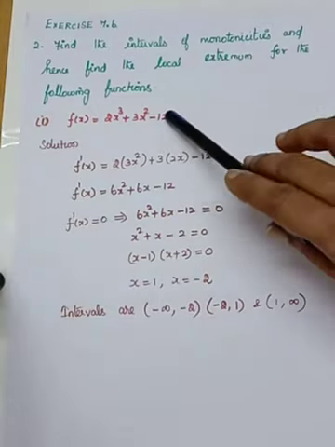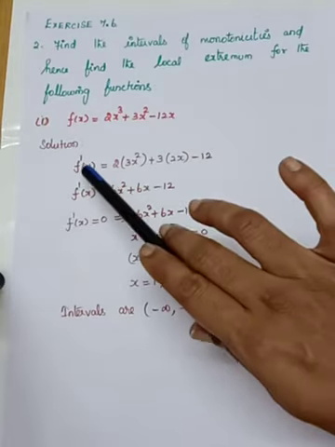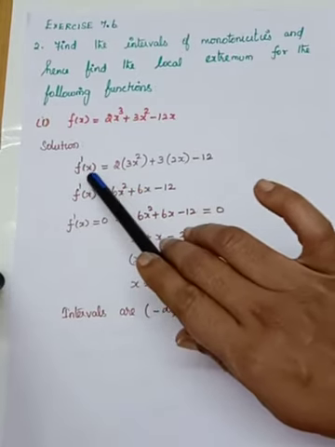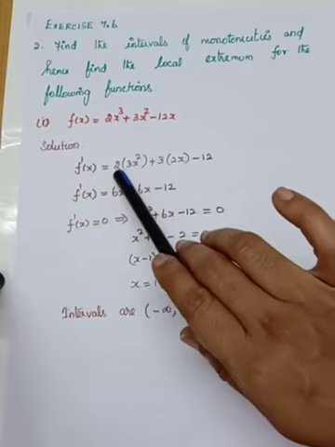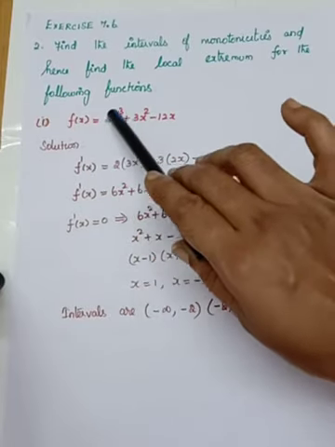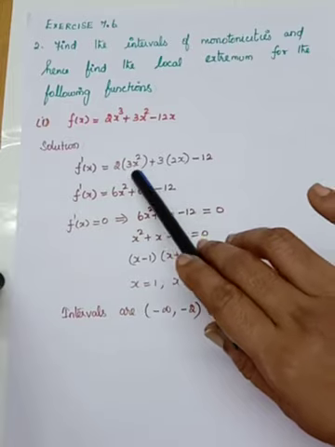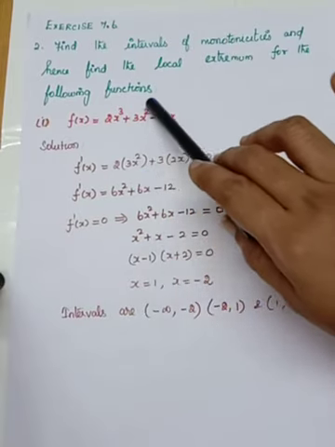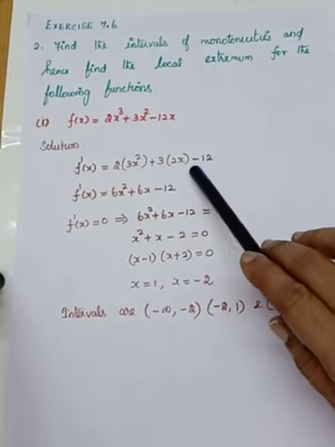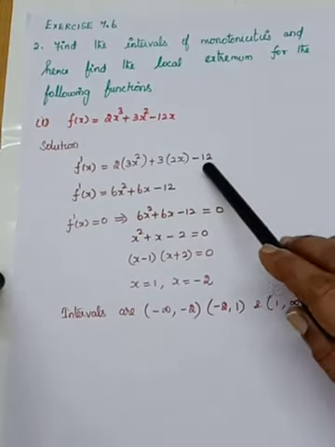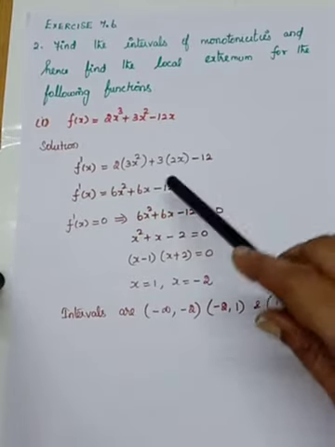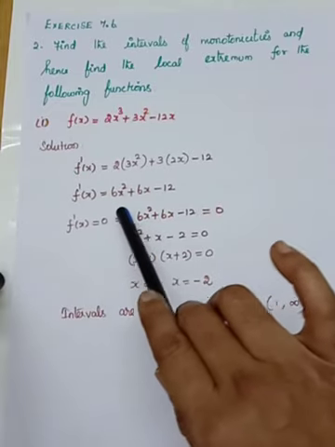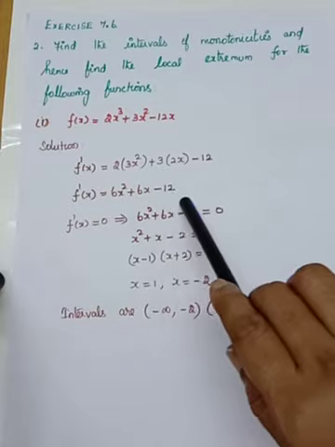So I'll consider the function. Whatever it is, you have to find the first derivative. That means you have to differentiate the function. Take 2 as a constant, and x cube if you differentiate is 3x squared, plus 3 is a constant. When you differentiate x squared, it is 2x. And minus 12x, if you differentiate, it is minus 12. So f dash of x is equal to 6x squared plus 6x minus 12.